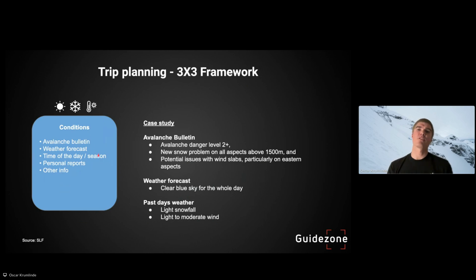We need to look at the time of the day and the season. Where can we actually move depending on the weather? Do we have enough daylight? Will it be too warm in the afternoon?